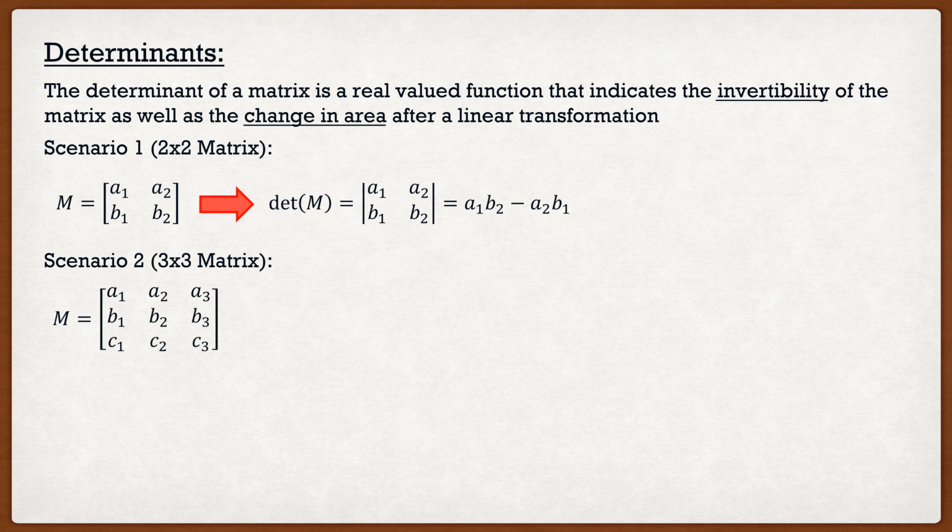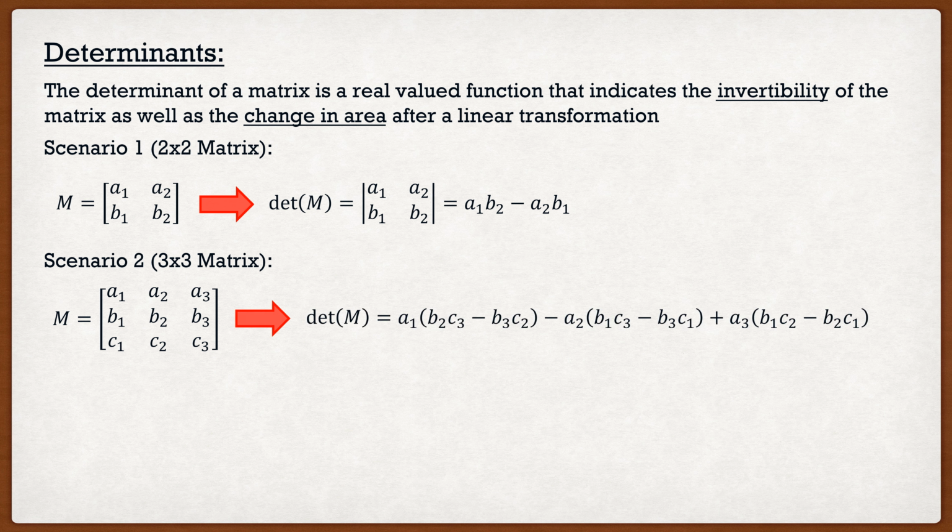If we go into 3 by 3, which would be more like the third dimension, we can have a matrix A1, A2, A3, B1, B2, B3, and C1, C2, C3. And the determinant of that is actually just going to be A1 multiplied by B2, C3 minus B3, C2, etc., etc. So we have nice formulas for these determinants. It's not too hard to calculate, which is good because since we're going to be using them so often, we want the calculations to be nice and easy.